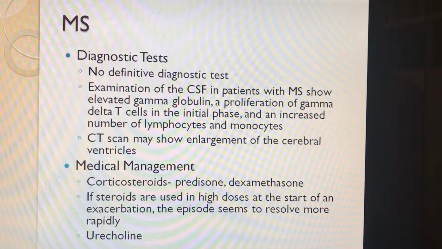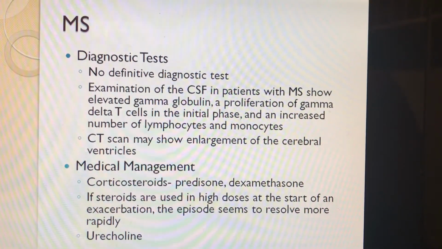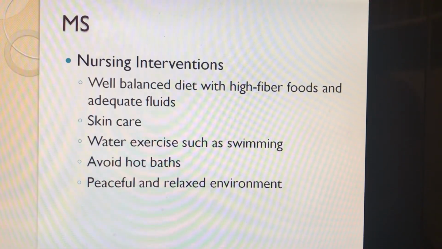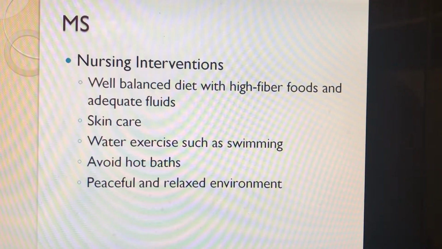There is no definitive diagnostic test, but they can examine the CSF. They can do a CT scan. Your medical management is corticosteroids such as prednisone and dexamethasone, which are going to help resolve the episode more rapidly. You can also give bethanechol, which is a cholinergic. Your nursing interventions: a well-balanced diet with high fiber foods and adequate fluids. You want to check skin care, and water exercise such as swimming is encouraged. You want to avoid hot baths and promote a peaceful and relaxed environment.